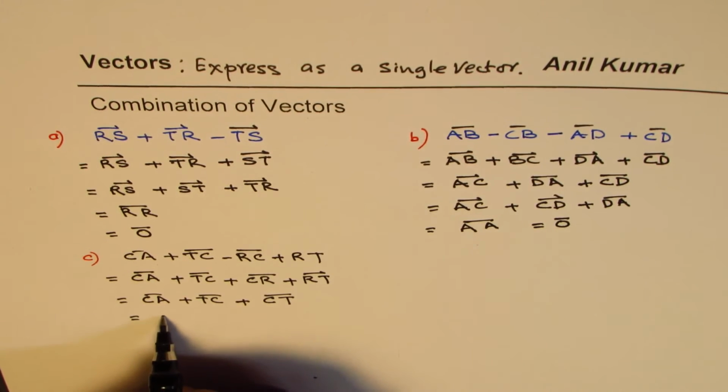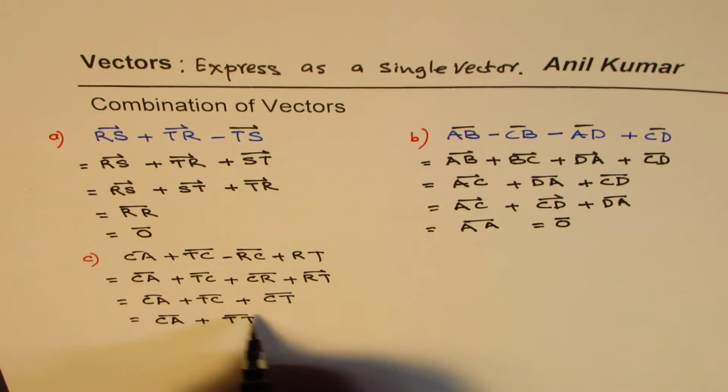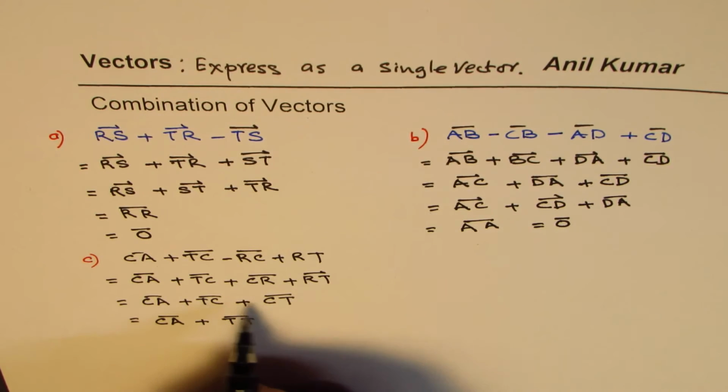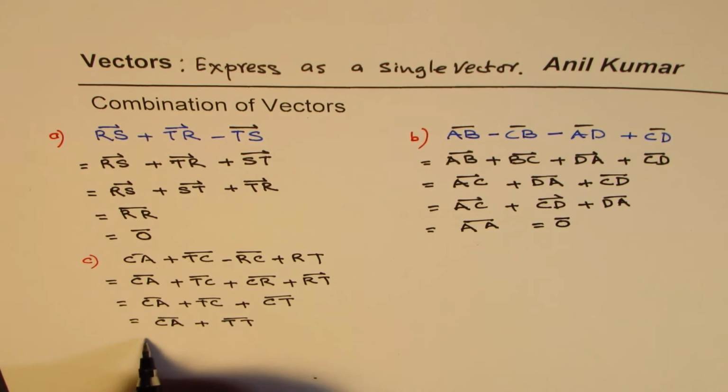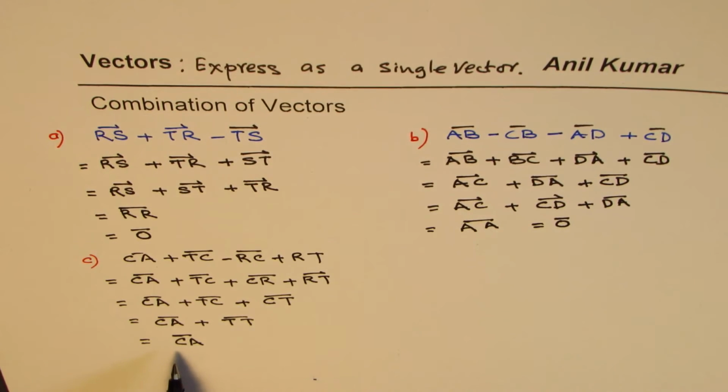So you could write this as CA plus T to T, which is 0, right? You started from T, went to C, came back to T. Does it make sense? That is zero vector. And any vector combined with the zero vector is the vector itself. So in this particular case, we get C to A, right? That is what we get.